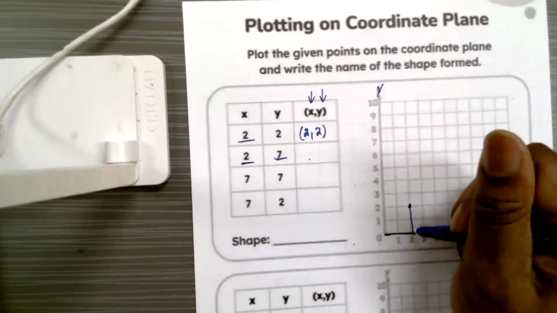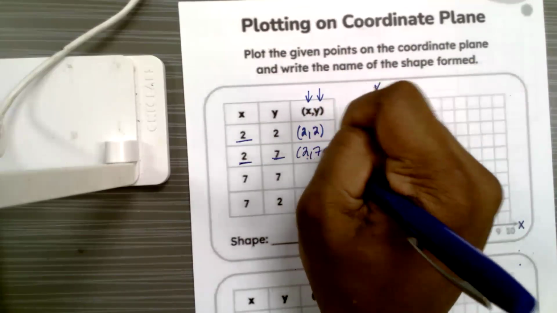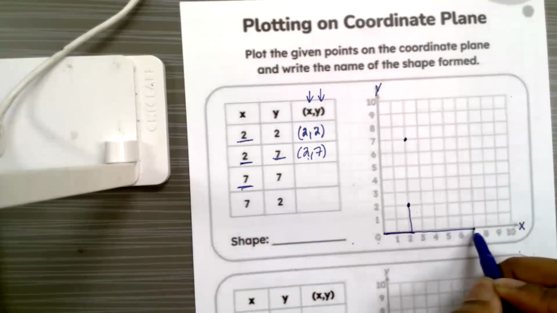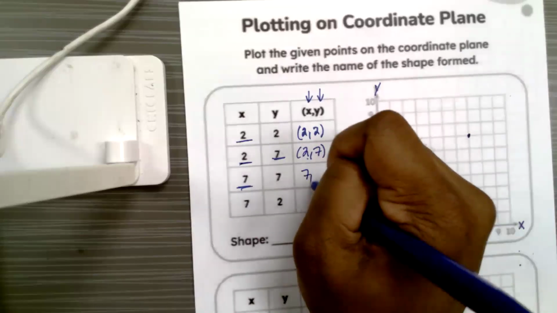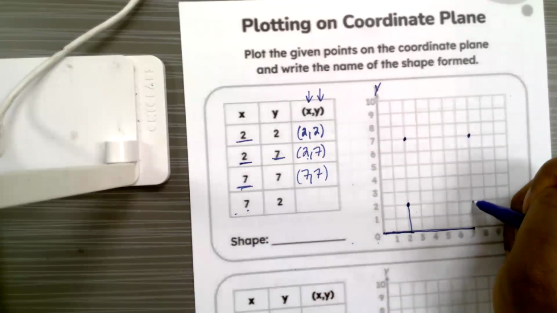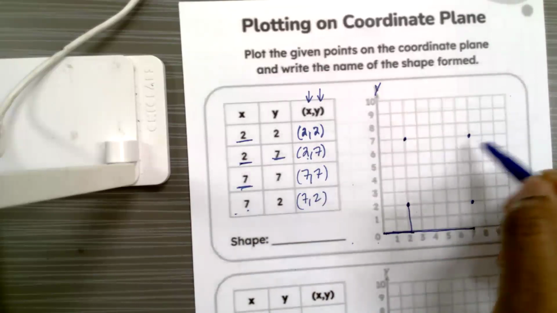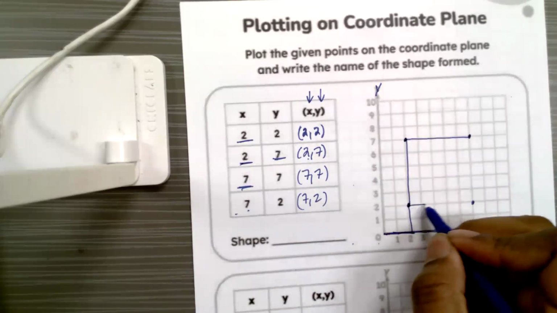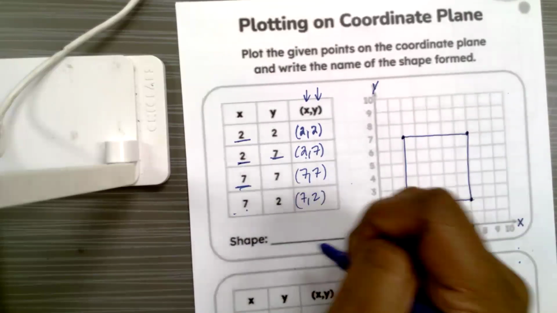When X is 2, Y is 7, go up to 7. Then X is 7, go to 7, then go up 7, and then go to 7, go up 2. Huh, that created a shape. What shape did that create? And if you're really advanced, what would be the area of that shape?